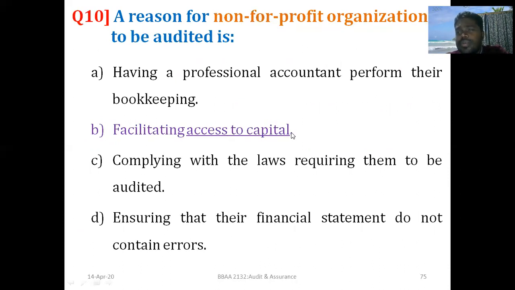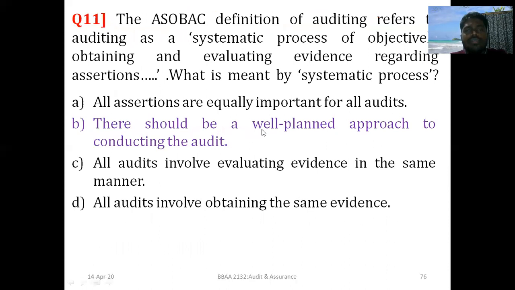Actually, most of the students make a mistake on this question too, because in the final paper these were very simple questions. I don't know what happened to them. They had trouble with this question also. It's a very simple question. Then question number 11, yes.